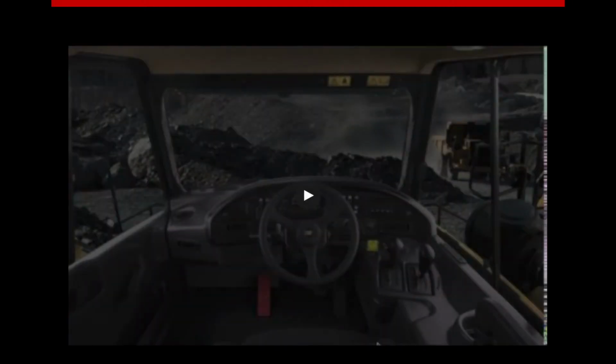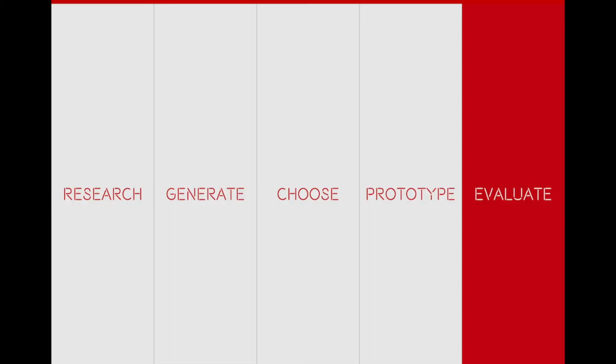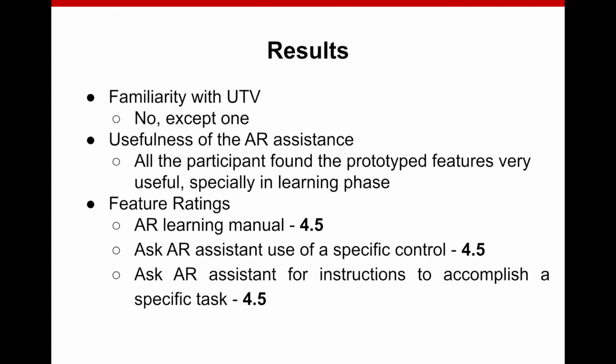So another example of a similar application could be an operator asking how to take reverse and Cat Assist giving the instructions accordingly. Now we move on to the evaluate stage, which is the final stage. So we divided our evaluation part into two sections. Here are the results for the first part.